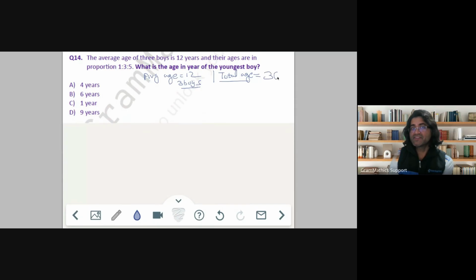36, very good, excellent. Many ways to solve this question. This is just one of them. The average age of 3 boys is 12, which means total age will be 36. Now their ages are in proportion 1:3:5. So 1, 3, 5. The total is 1 plus 3, 4 plus 5, 9. And total we saw is 36, which means the total is multiplying by 4. The total of the ratio proportion in reality is multiplying by 4.